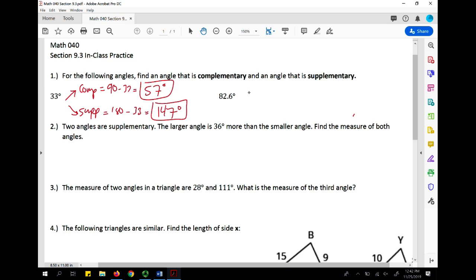And then same thing here. For 82.6, to get the complementary angle, you would just do 90 minus 82.6. That would be 7.4 degrees. And then to get the supplementary angle, you would take 180 minus 82.6, and that would be something like 97.4 degrees.